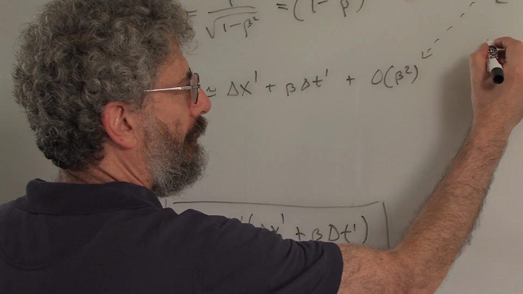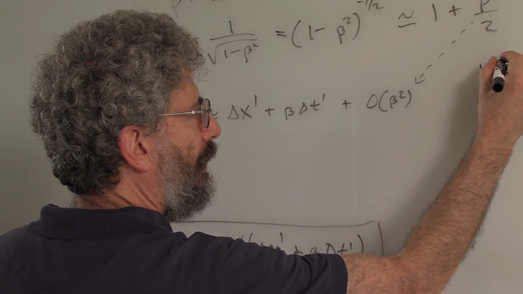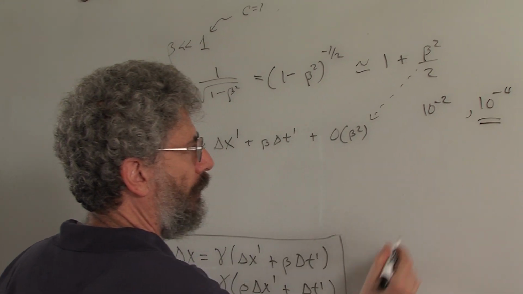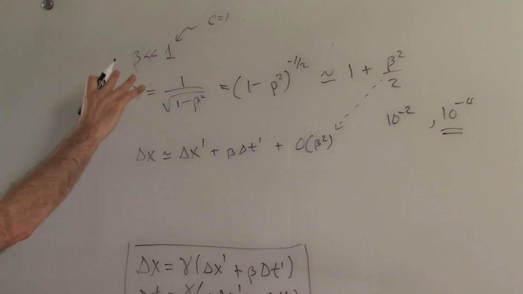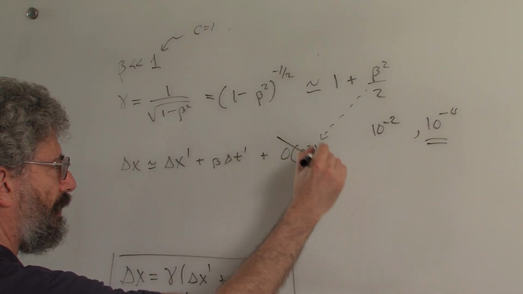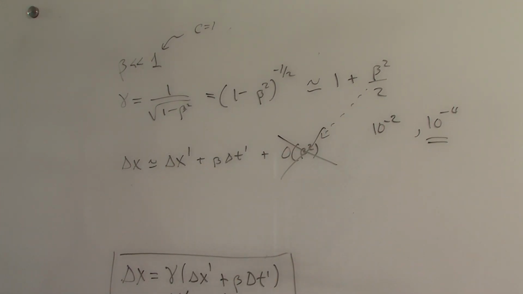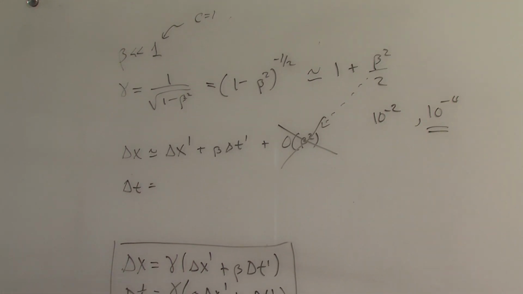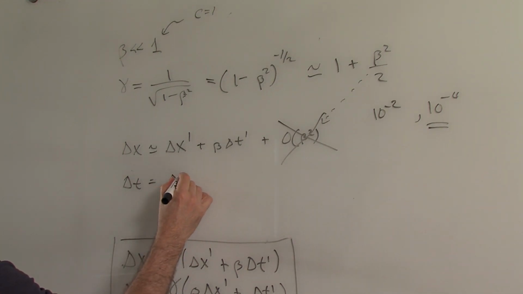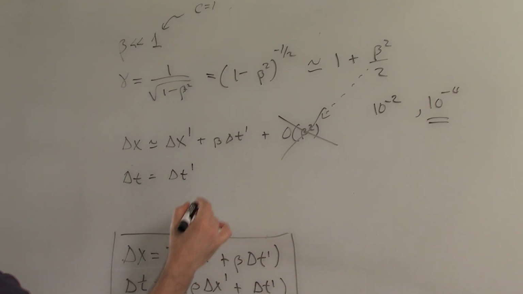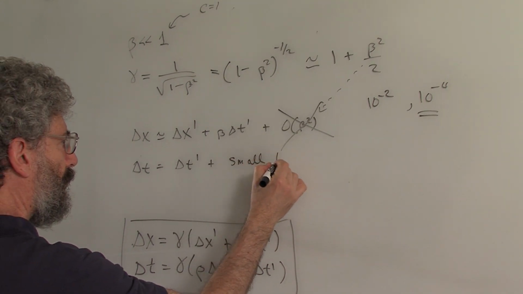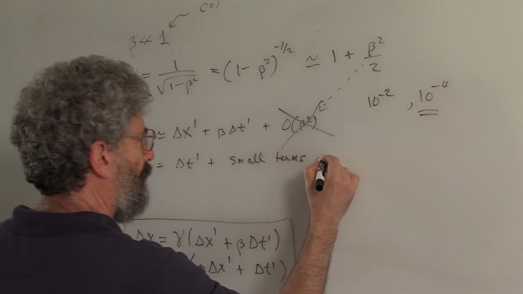So just to emphasize the point, if we're talking about beta of 10 to the minus 2, then beta squared is 10 to the minus 4. In general, beta squared is much smaller than beta when beta is less than 1. So we're perfectly justified in throwing these things out. That's a good approximation. Then for delta t, we can do the same thing. And I will write this out as delta t prime plus other small terms. These are terms that involve beta.